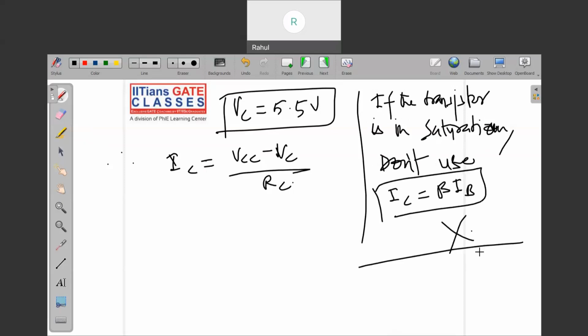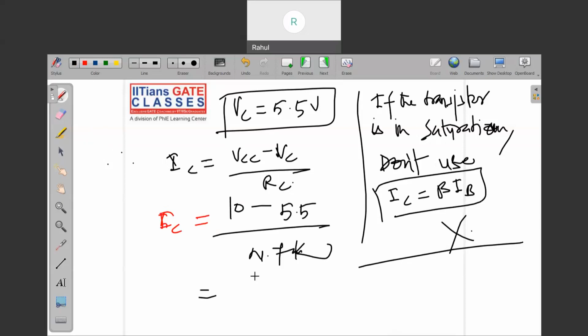Very, very important. So you will have to use this concept, the way we are solving. Your IC will be equal to VCC, which is 10, minus 5.5, upon RC. Already we have computed RC was given as 4.7 kilo-ohm. So it will give you 0.957 milliampere. This is the saturation current you have got, IC sat.